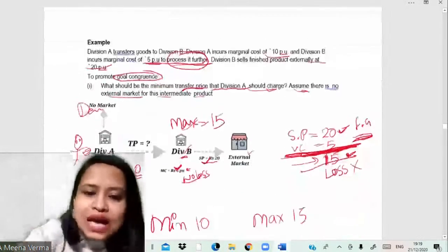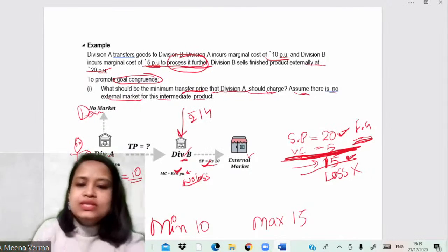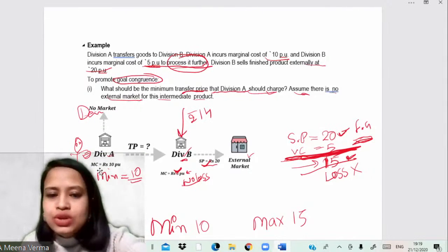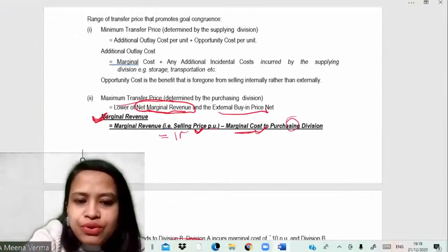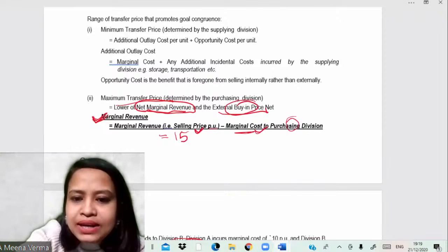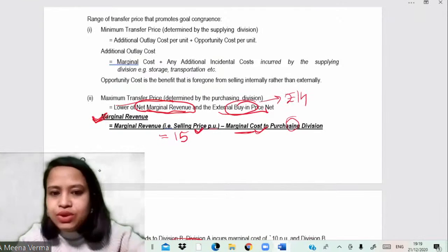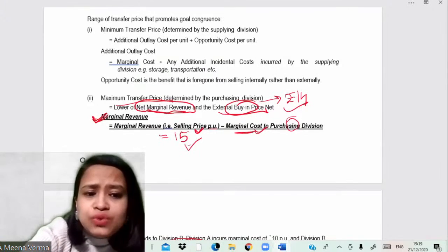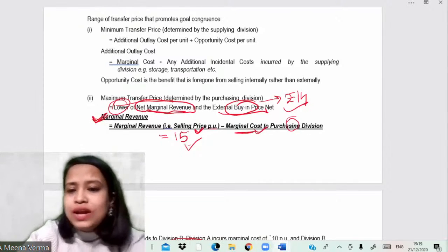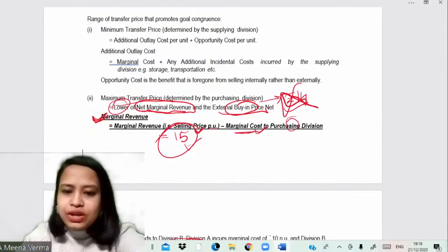And in case, for example, you can buy the product from the external market at ₹14, then you have two options. Here the value is ₹15 and the external buying price is ₹14. It is not mentioned here, but if we had it, what would we consider? We will consider the minimum of these two values, the lower of the two. But since we don't have this price, the lower value is this itself, ₹15.